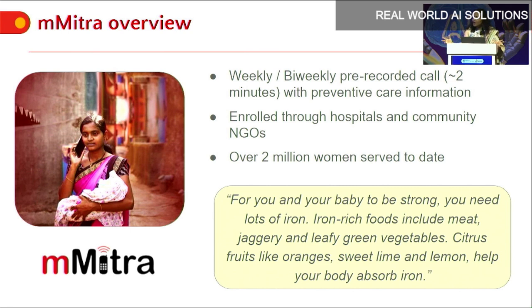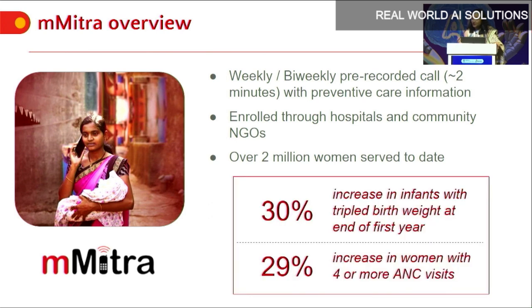The preventive care messages we cover range from the importance of antenatal and postnatal care, nutrition, family planning, immunization, child health. And we conducted an RCT a few years ago. We saw that the M-Mitra program resulted in a 30% increase in the number of infants who tripled their birth weight at the end of first year, and a similar increase in women who complete at least 4 antenatal checkups.